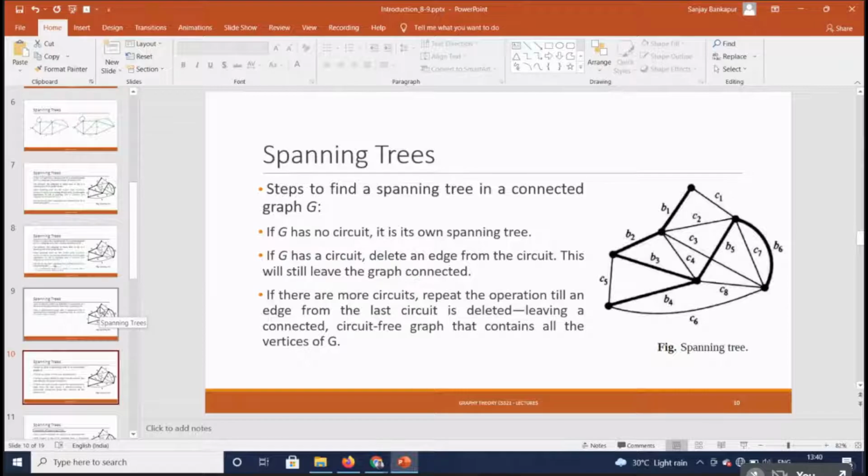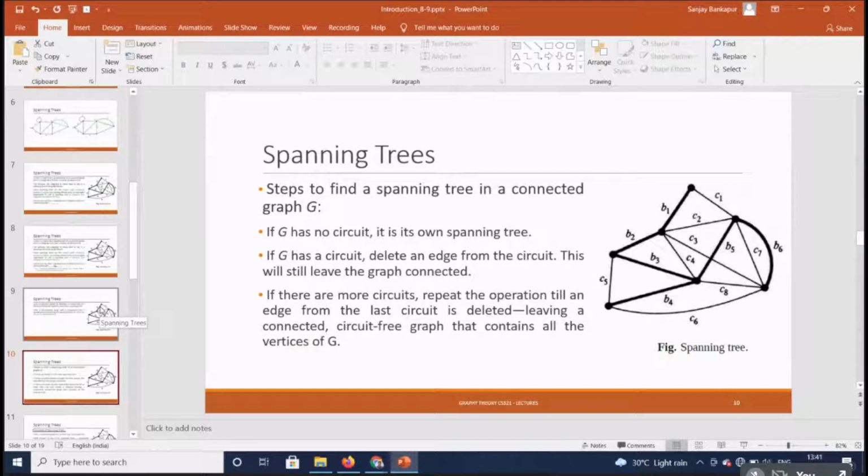I was explaining the steps to find a spanning tree in a connected graph. First, check if the given graph has no circuits. If that is the case, that is the spanning tree. In our example in the figure, we have many circuits. So we delete one edge such that it should not become a disconnected graph. It should remain connected, so choose the appropriate edge while deleting. Only if the graph stays connected can we remove that edge.